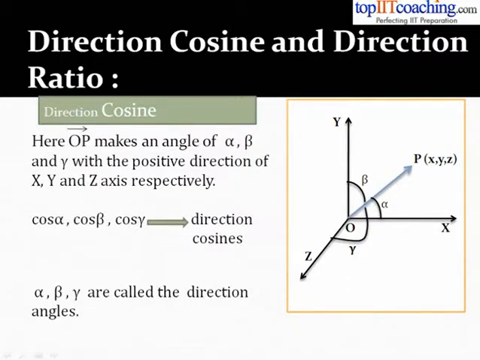So in a sense, these angles alpha, beta and gamma represent the direction of this line segment OP in space. So once again, if any line segment OP makes an angle of alpha with the x-axis, beta with the y-axis and gamma with the z-axis, then cos alpha, cos beta and cos gamma are known as the direction cosines of this line OP. Alpha, beta and gamma are called the direction angles.